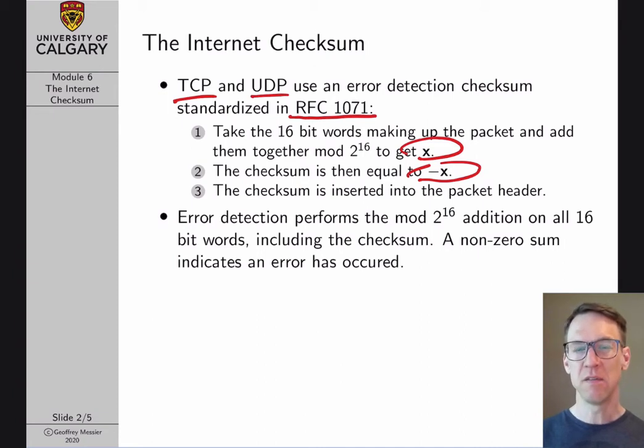When you think about it carefully, this is exactly the same thing that the parity check bit is doing, except the parity check bit is modulo 2 and the internet checksum is modulo 16. And what I'm going to do now is work through some examples.